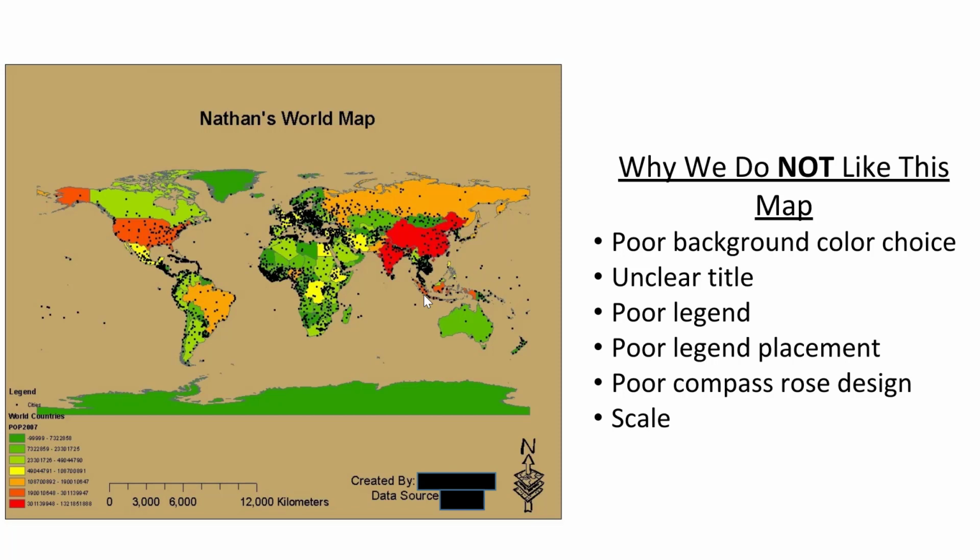This map here is a pretty interesting example. This is a poor background color choice. Not sure why this was selected. There's a very unclear title. Just "Nathan's World Map" doesn't really tell me a whole lot.